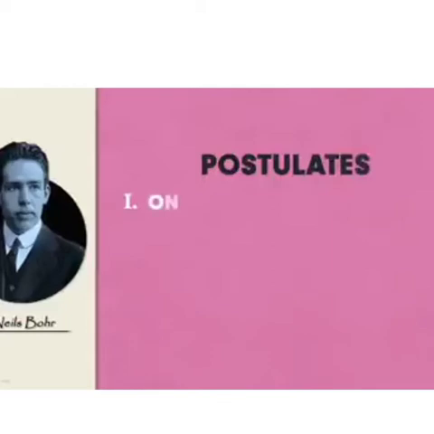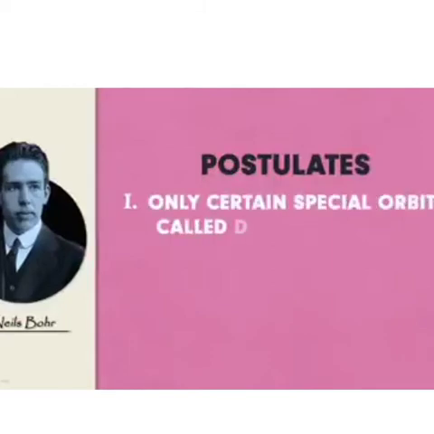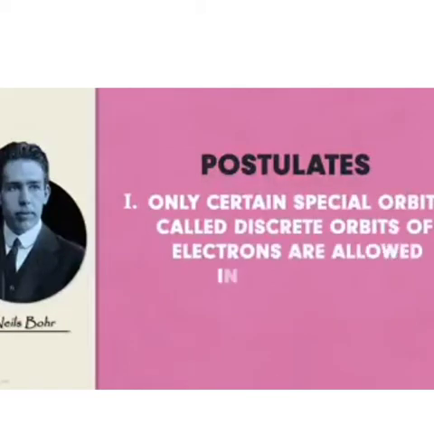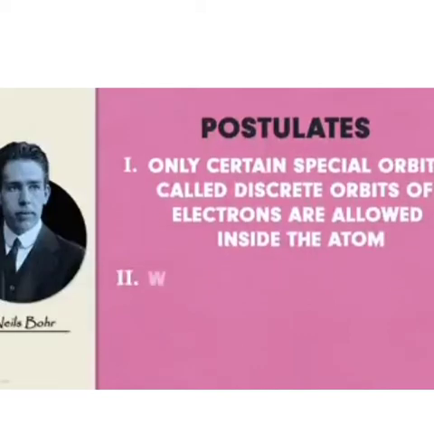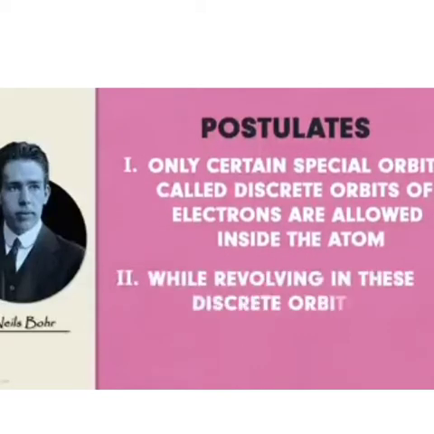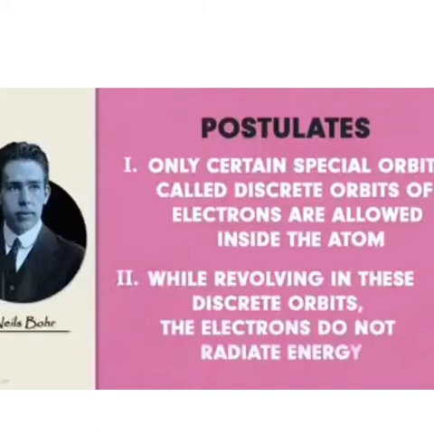Firstly, only certain special orbits called discrete orbits of electrons are allowed inside the atom. Secondly, while revolving in these discrete orbits, the electrons do not radiate energy. Now these points definitely tell us why an atom is so stable. But what exactly are these paths or orbits in which the electrons revolve around the nucleus? Let's understand with an example.